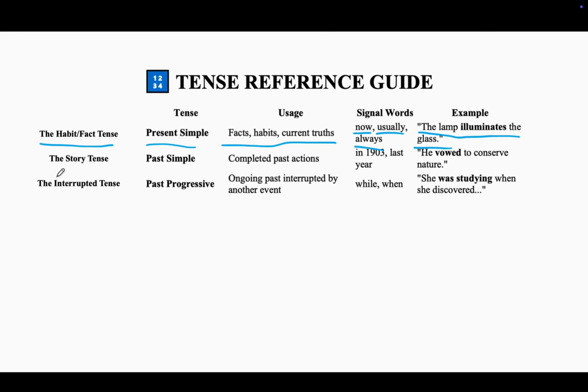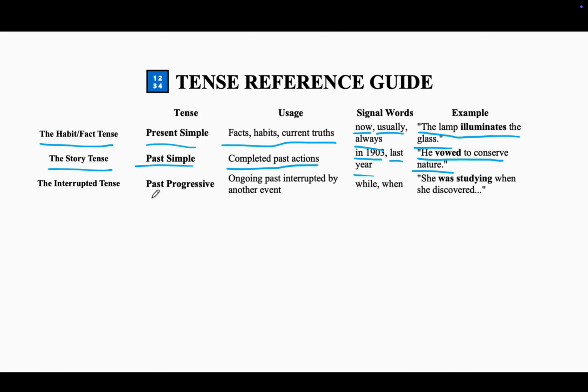The next verb tense you need to know about is past simple, or the story tense. Past simple is for completed past actions. For example, he vowed to conserve nature. This already happened. Sometimes the way you can know if you should use this verb tense is there's lots of past dates and there's a completed past action.